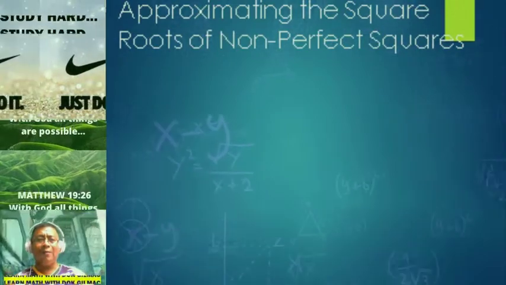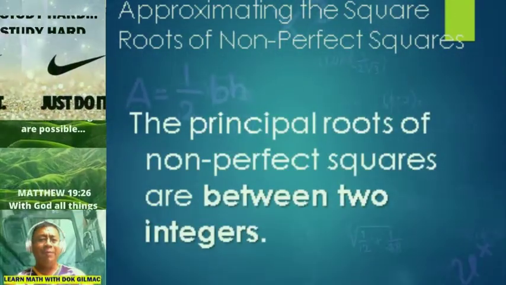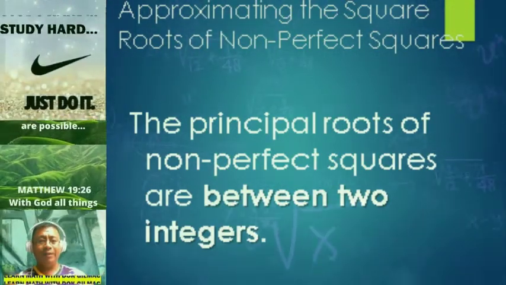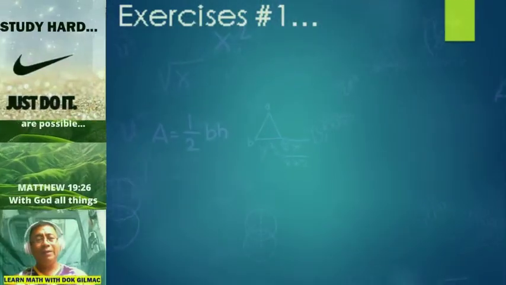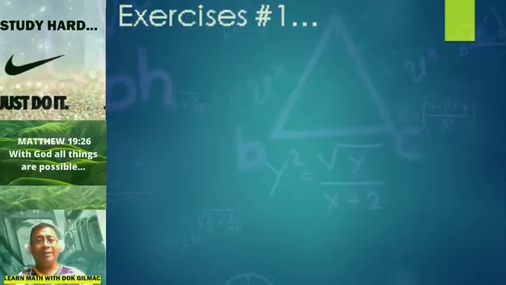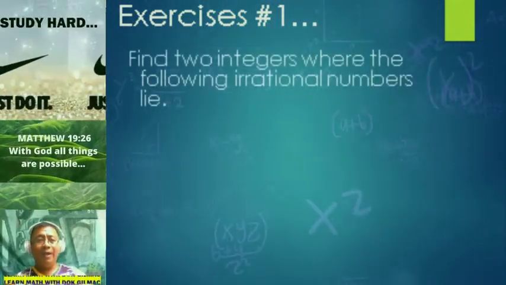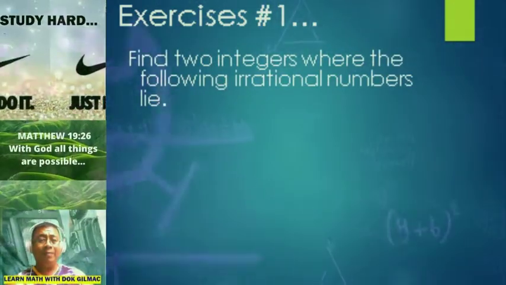Approximating the square roots of non-perfect squares. The principal roots of non-perfect squares are between two integers. Now, let's consider an exercise. Let's have exercise number 1. Find two integers where the following irrational numbers lie.